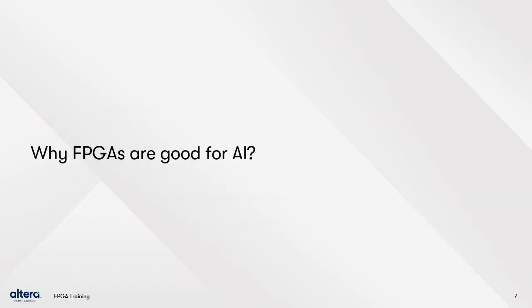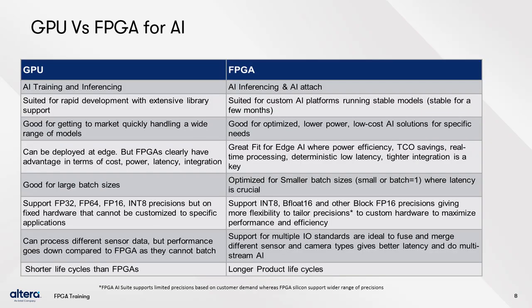In this section of the training, we can understand why FPGAs are good for AI applications. The comparisons between GPU versus FPGA for AI applications are shown in the table. FPGAs are good for optimized, low-power, low-cost AI solutions for specific needs. FPGAs are a great fit where power efficiency, TCO savings, real-time processing, deterministic low latency, and tighter integration are the keys. FPGAs support multiple I/O standards, which is ideal for fusing and merging different sensor and camera types. FPGAs have longer product life cycles compared to GPUs.